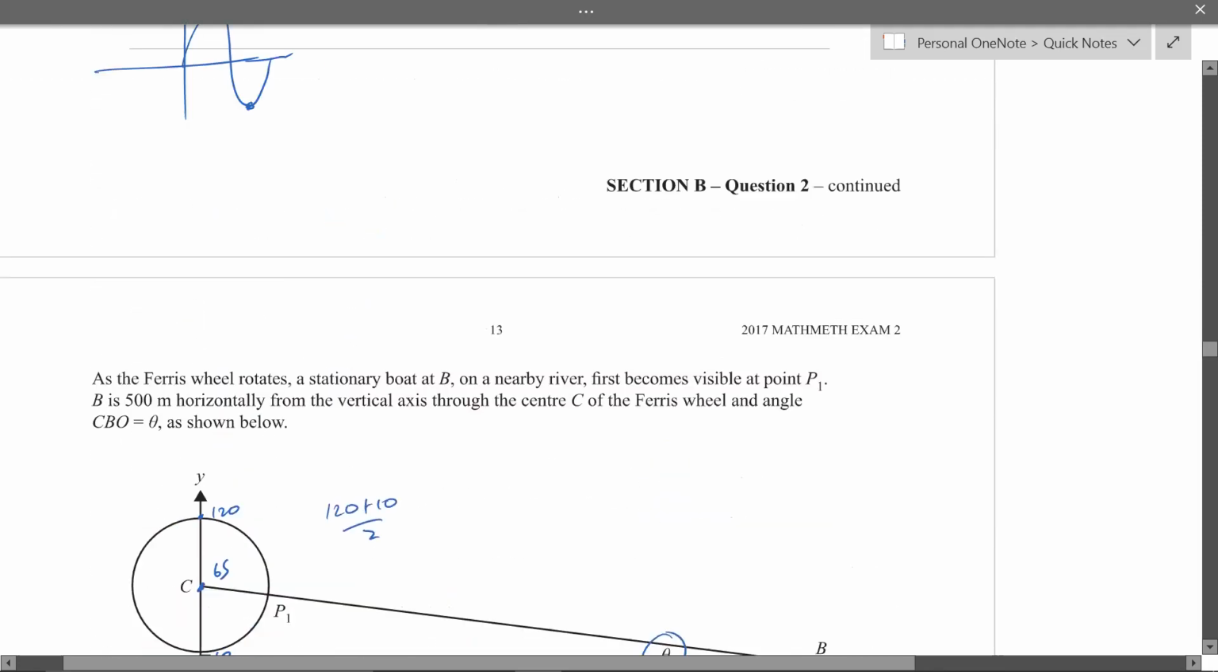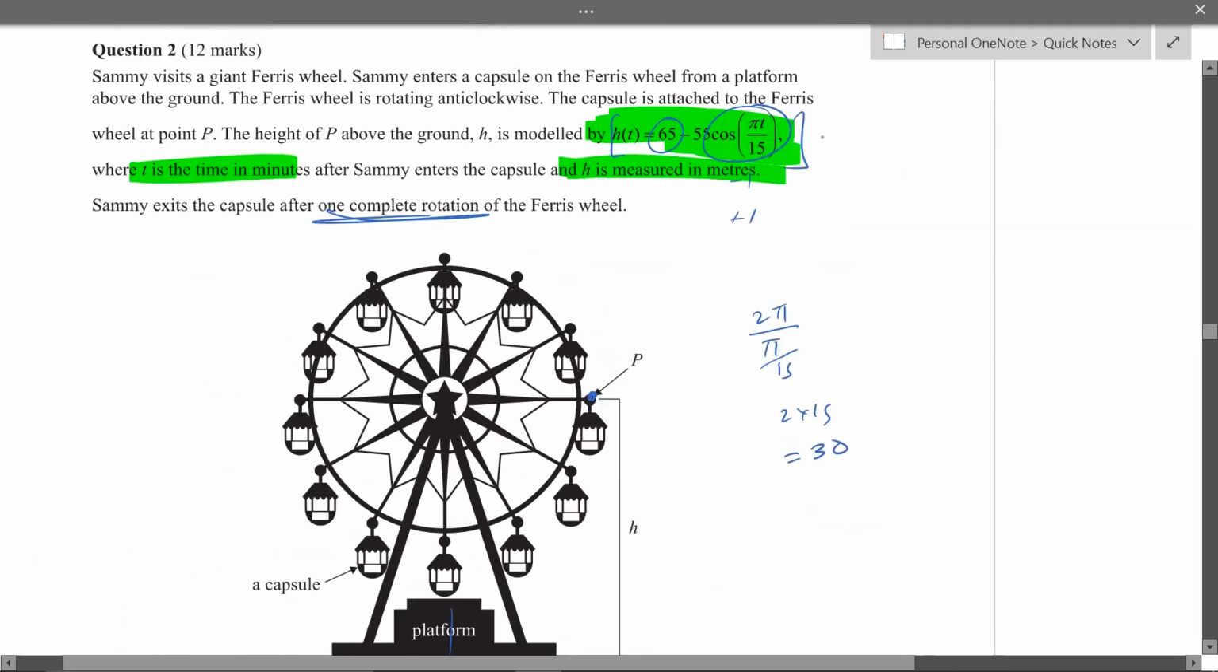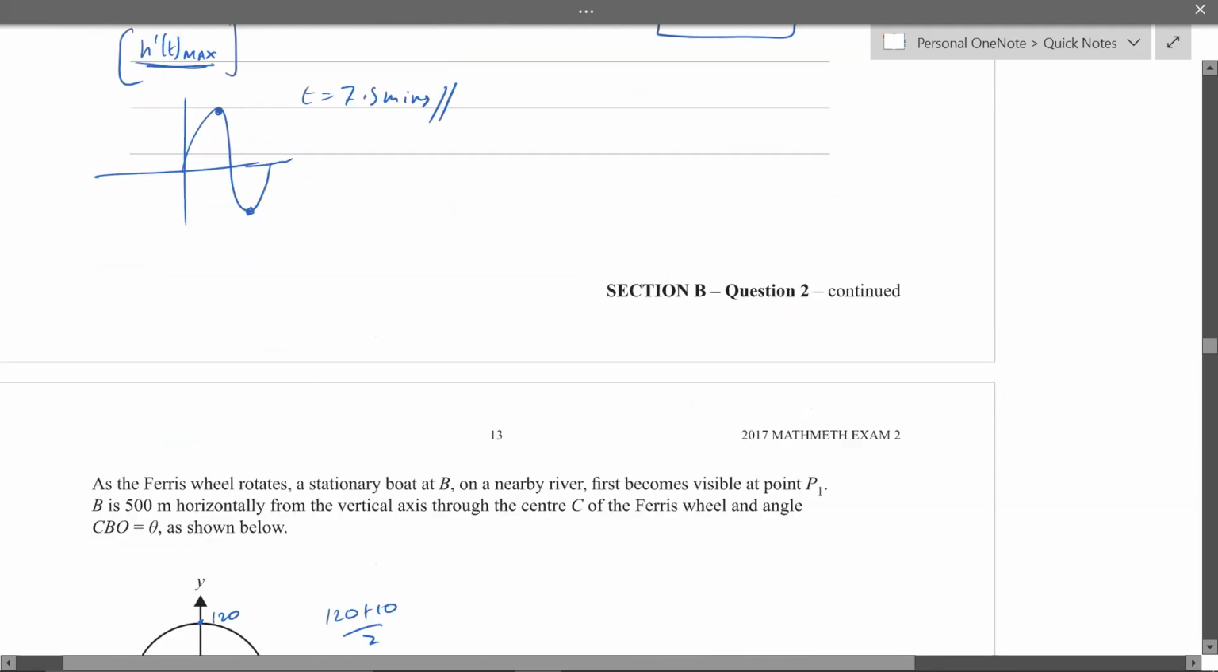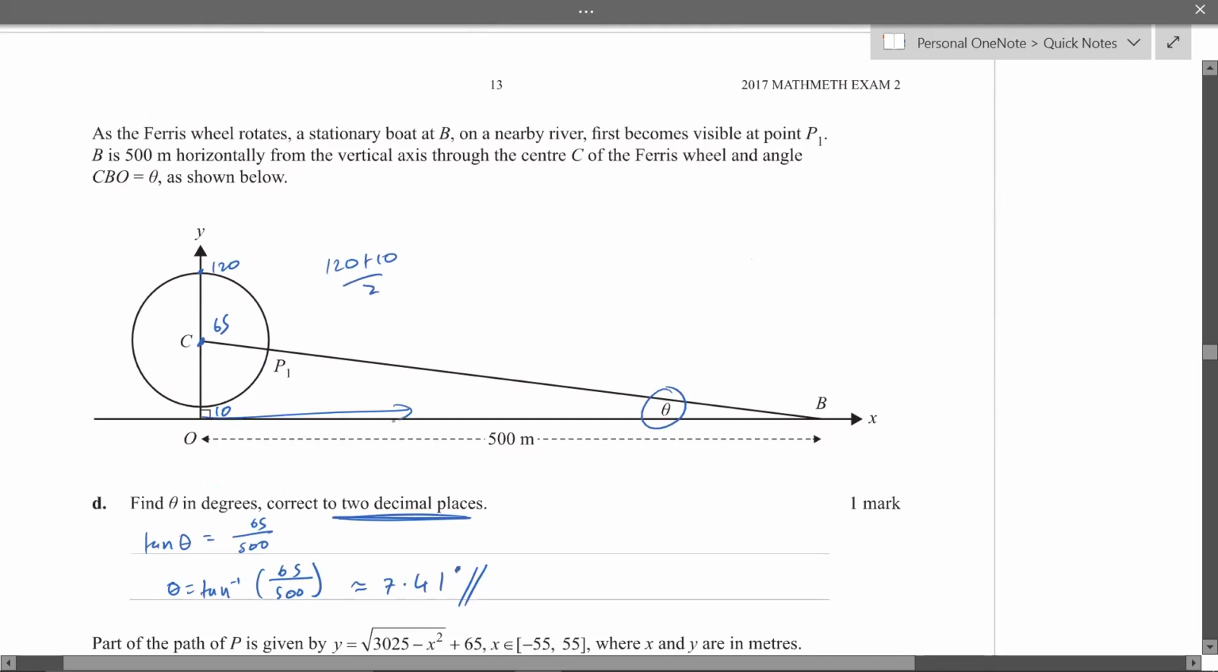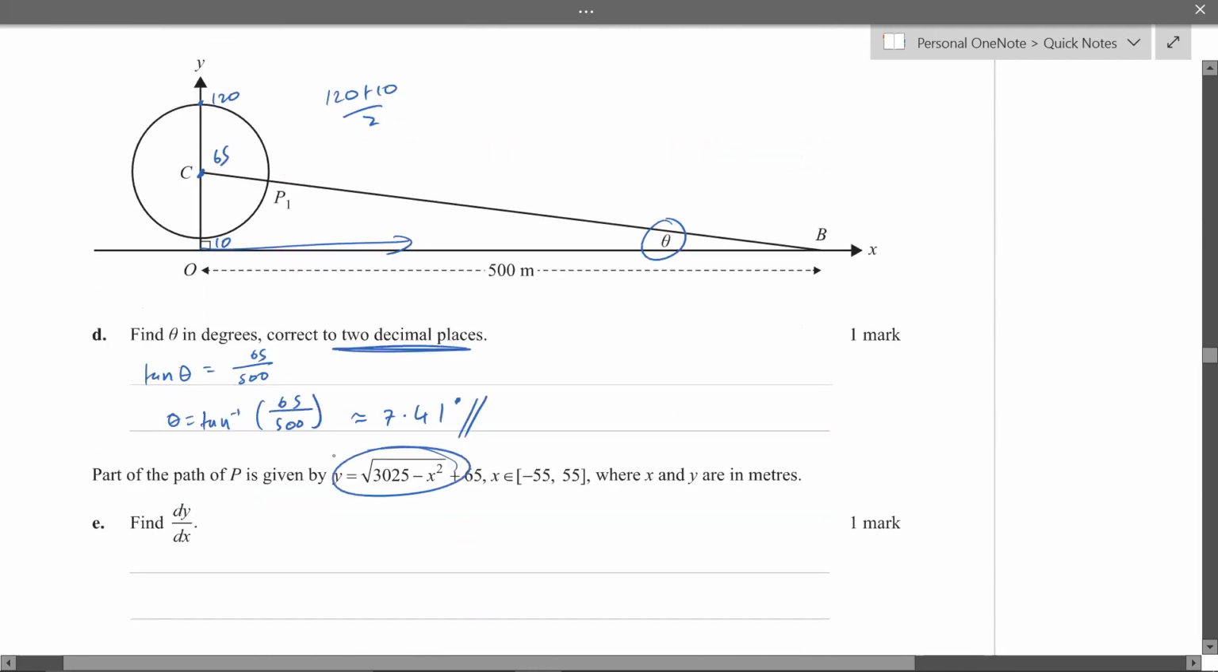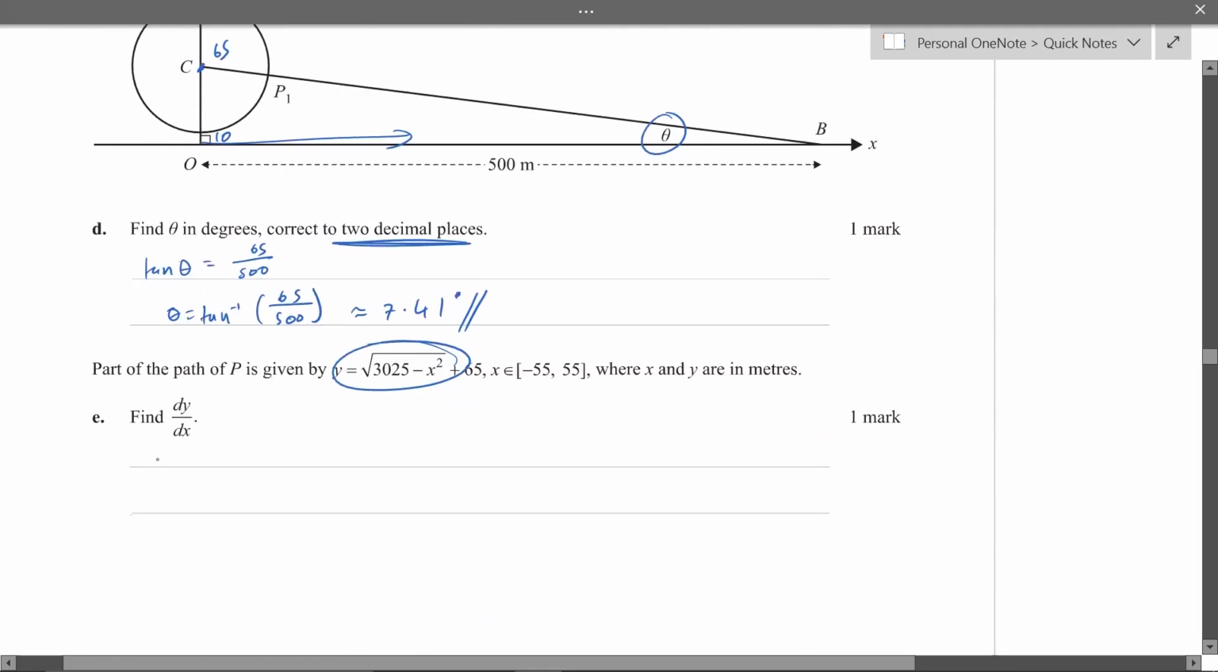This part of the question is when it becomes important to remember that this is not a position function, this is a time and height function. So we can't get this x position, this distance, using that function. They actually give that function to us here. So dy dx, this is easy. You just use your chain rule.